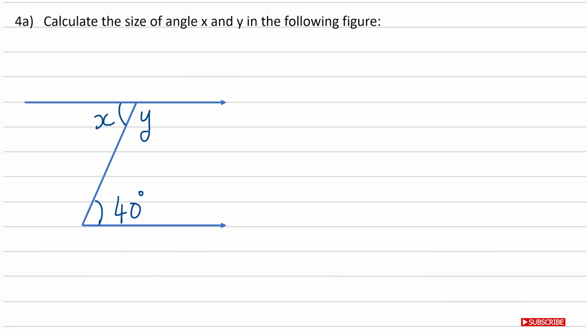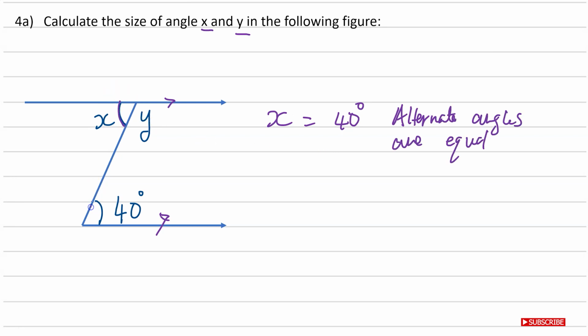Now for number 4a, we're asked to calculate the size of angle X and Y in the following figure. The first thing you want to note is that this is a question on angles and parallel lines. Because we have 2 parallel lines here, we got arrows, which means these 2 lines are parallel. Now we can find what X is. X is going to be equal to 40 degrees, and Y, because alternate angles are equal. So this angle here is the same as this one. So that's going to be 40 degrees.